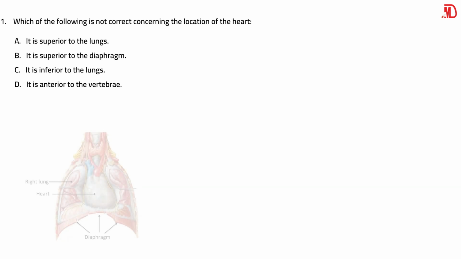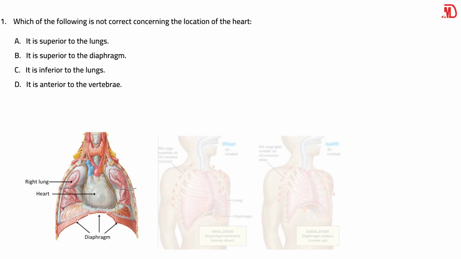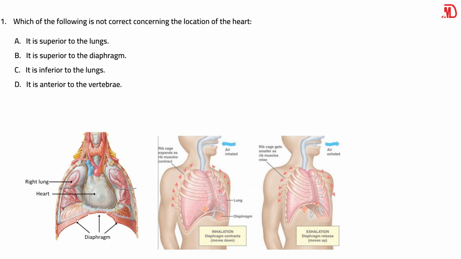The heart is located superior to the diaphragm. Anatomically speaking, superior means above. Thus, the heart is above the diaphragm. The diaphragm is a thin, dome-shaped muscle that helps you inhale and exhale. In other words, it helps you to breathe in and out.